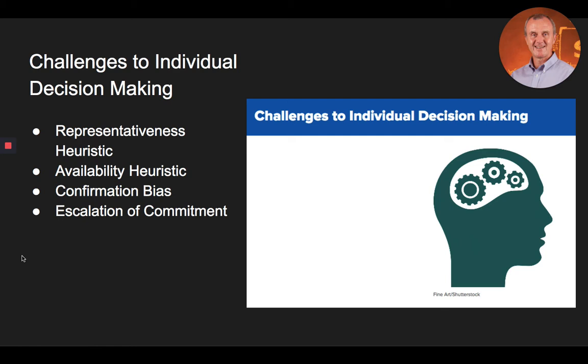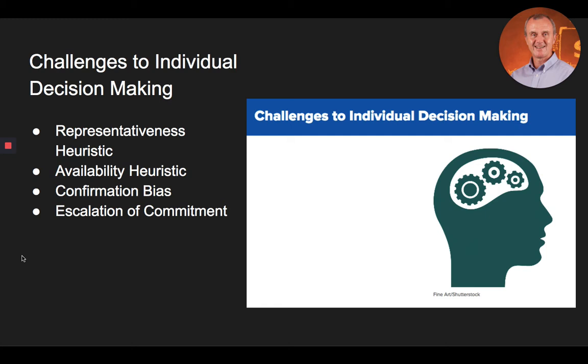The first is the representativeness heuristic. The representativeness heuristic refers to the tendency to ignore information regarding the probability of an occurrence in favor of information that seems more representative or relevant to the situation. The availability heuristic reflects the human tendency to base judgments about the probability of an event on how easily the event can be recalled from memory of similar events.